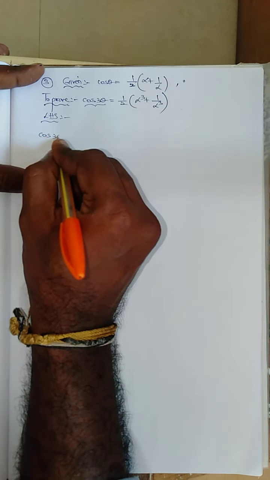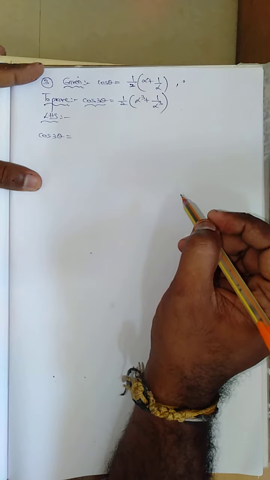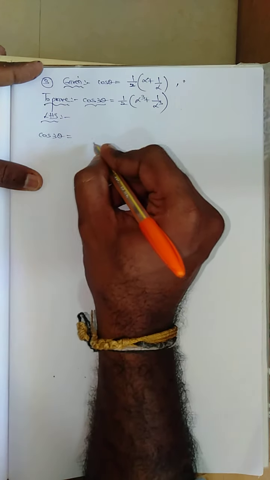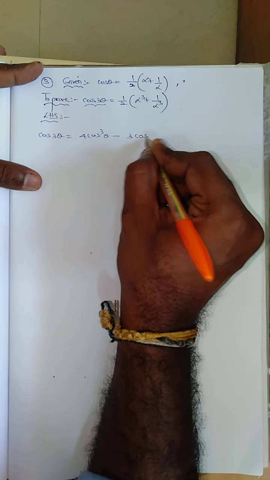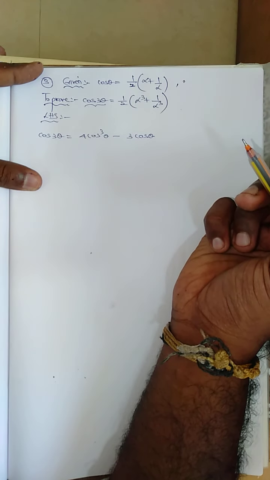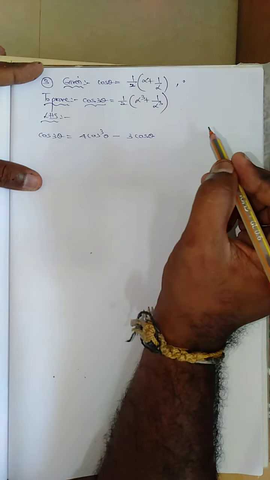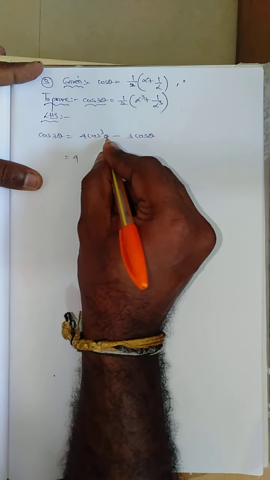Cos 3 theta. You know the cos 3 theta formula, a triple identity. Cos 3 theta is nothing but 4 cos cube theta minus 3 cos theta. Without this formula, you can't write this sum. So memorize these formulas. It's very easy, no? Cos 3 theta is nothing but 4 cos cube theta minus 3 cos theta. So put 4 cos cube theta.